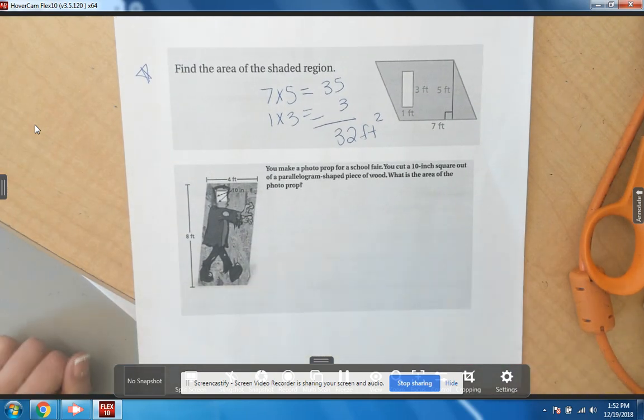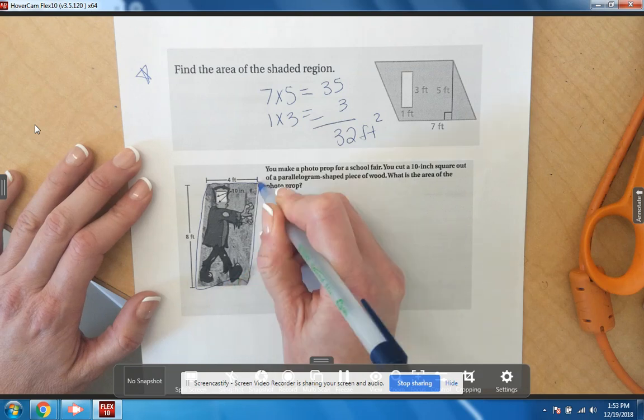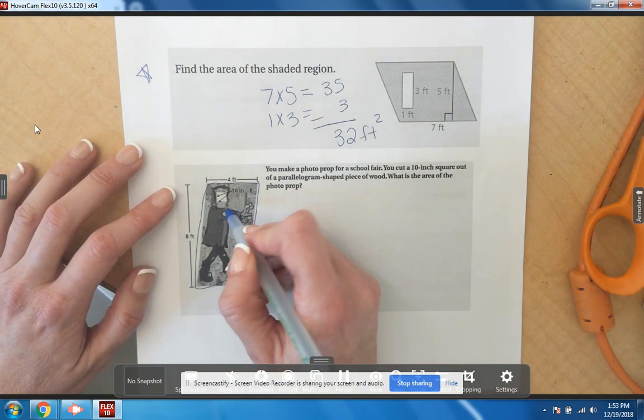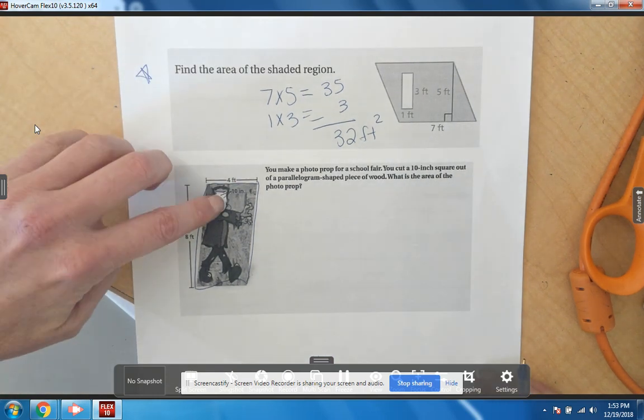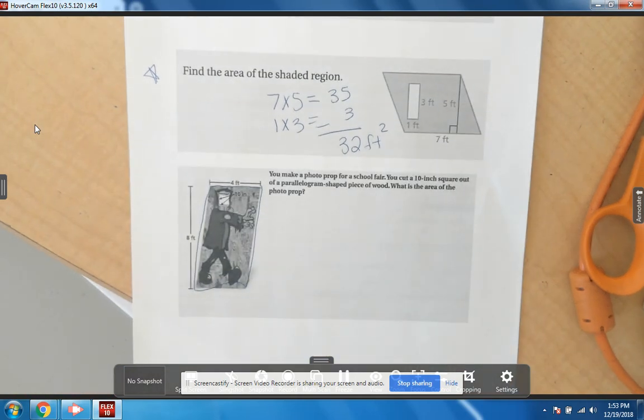It says you make a photo prop for a school fair. You cut a 10-inch square out of a parallelogram-shaped piece of wood. What is the area of the photo prop? So you're going to find the area of this big shape, which they're telling you is 8 by 4, and the area of this square, which is 10 by 10. So find the area of the big parallelogram and of the small square, I should say, and then subtract the 2. So that would be your last one.